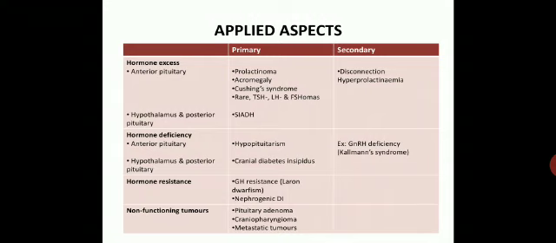Then if there is hormone deficiency in the anterior pituitary, that leads to hypopituitarism primarily. Secondarily, growth hormone deficiency or GnRH deficiency leads to Kallmann's syndrome. If it is a deficiency in the posterior pituitary or hypothalamus, then it leads to cranial diabetes insipidus. Hormone resistance includes growth hormone resistance or Laron dwarfism, and nephrogenic diabetes insipidus. And the non-functioning tumors include pituitary adenoma, craniopharyngioma and metastatic tumors.